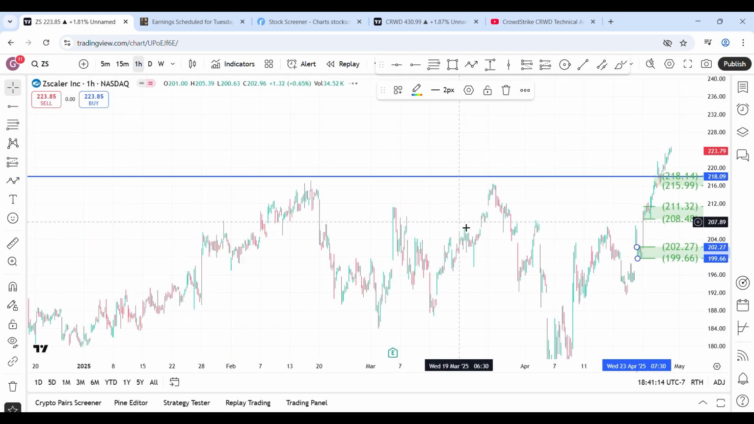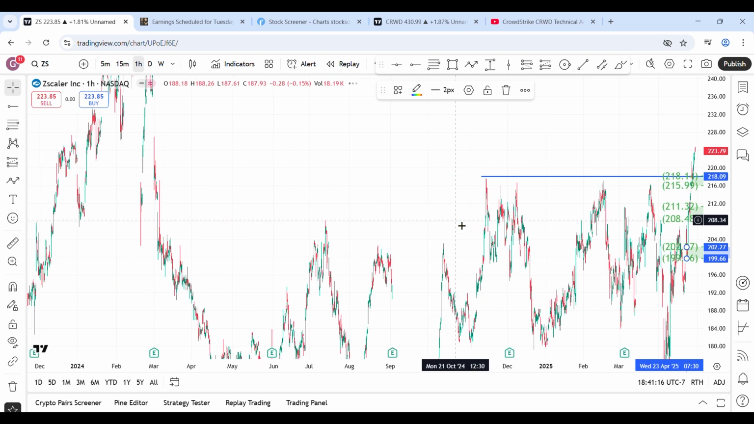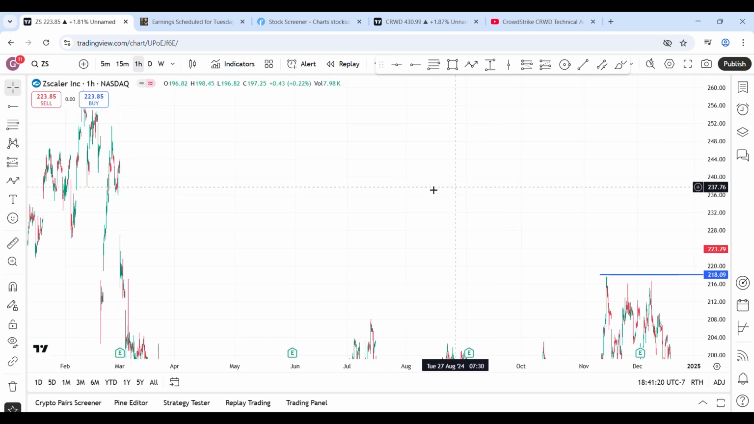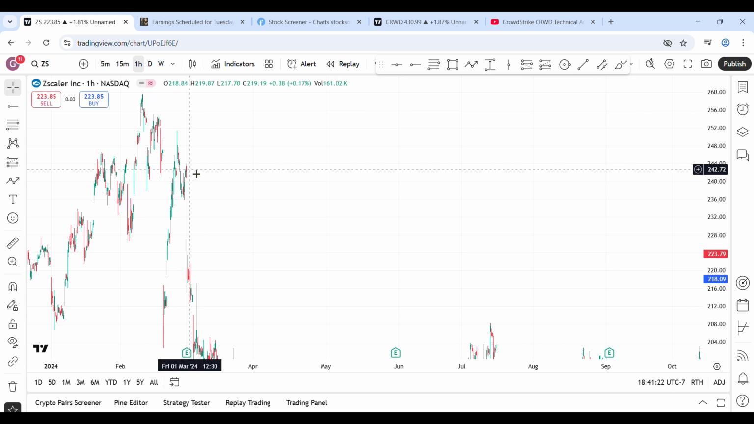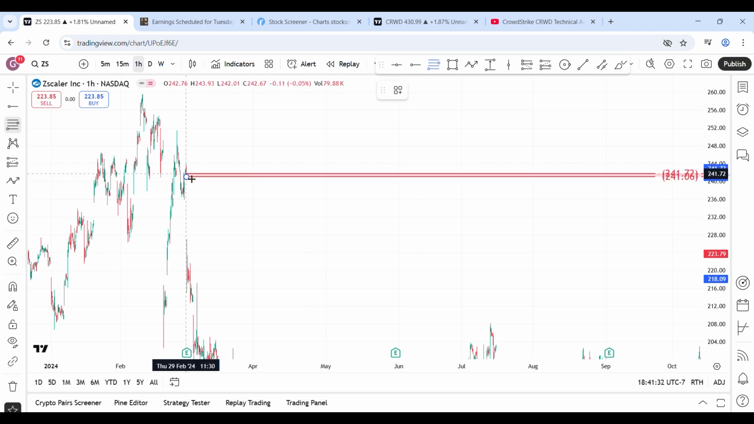And we don't have any real resistance. We go all the way back until we get back to this level here where we gapped down way back in February of last year. So that's the closest resistance level that we need to be concerned about.